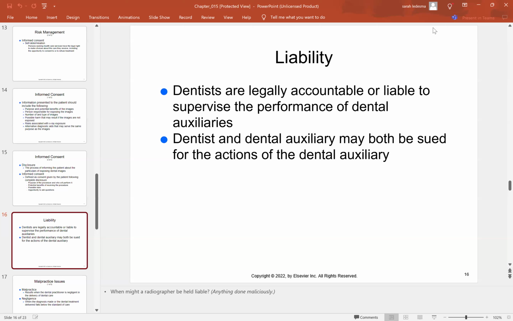Liability. Dentists are legally accountable or liable to supervise the performance of dental auxiliaries. Dentist and dental auxiliary may both be sued for the actions of the dental auxiliary.